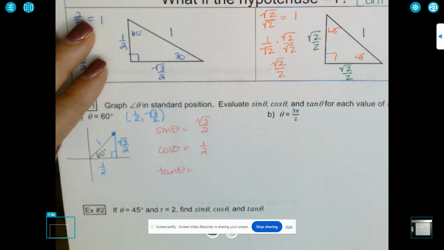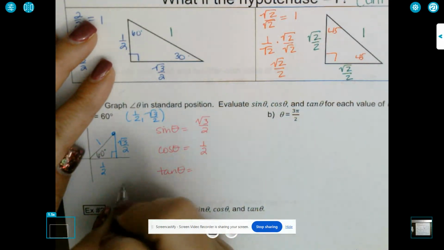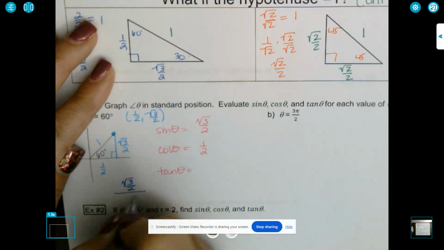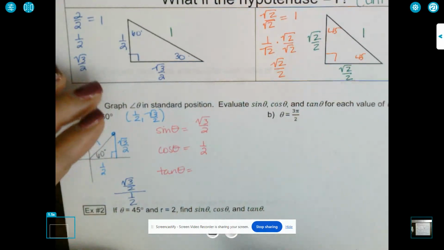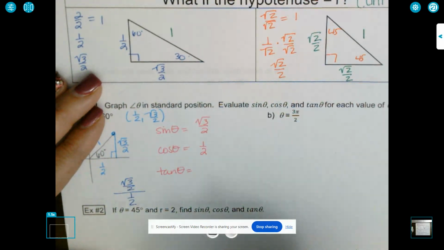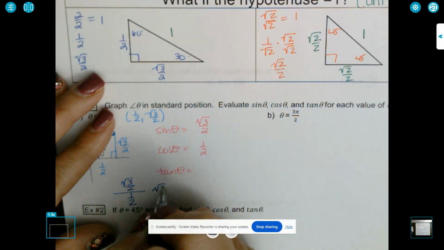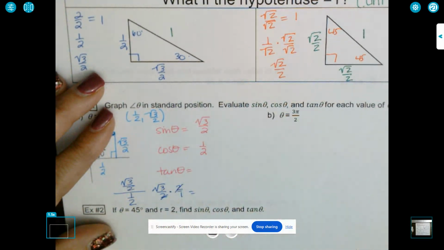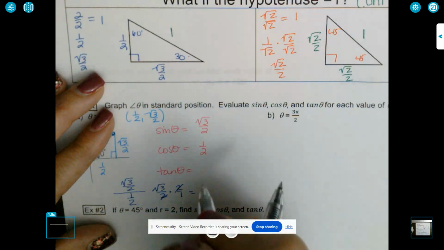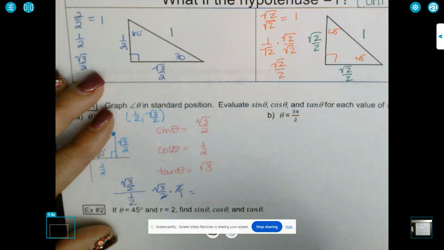So I am going to work this out right here and show you. Opposite would be the square root of 3 over 2, and adjacent would be 1/2. Okay, y'all, if you do keep, change, flip, or whatever you did for dividing fractions, I'll show you that. If you did the square root of 3 over 2 times 2 over 1, your 2's cancel, and you're just left with the square root of 3, which is our answer there.